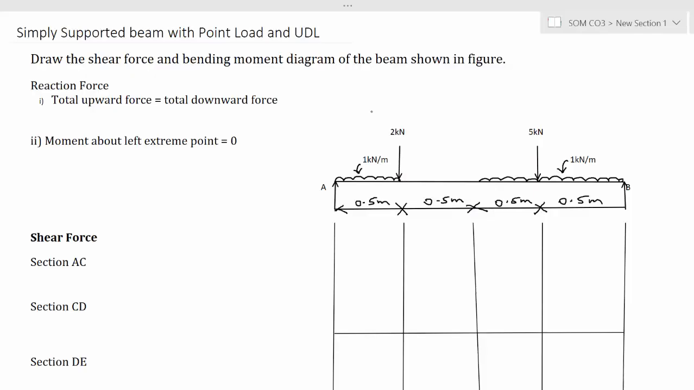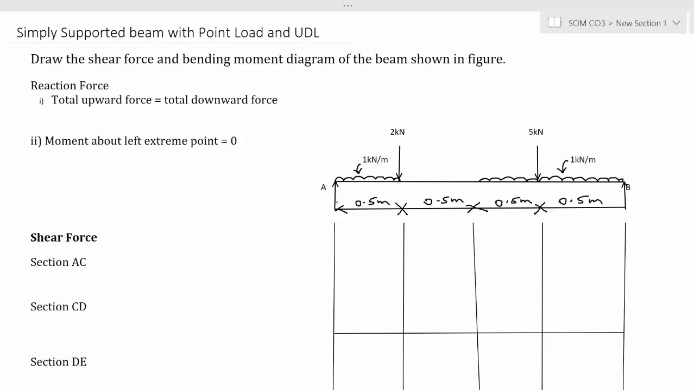Hello everyone. In this lecture, we are going to solve another problem on a simply supported beam with point load and UDL. So this is the given problem. This beam is subjected to two uniformly distributed loads and two point loads. Now our objective is to draw the shear force and bending moment diagram.